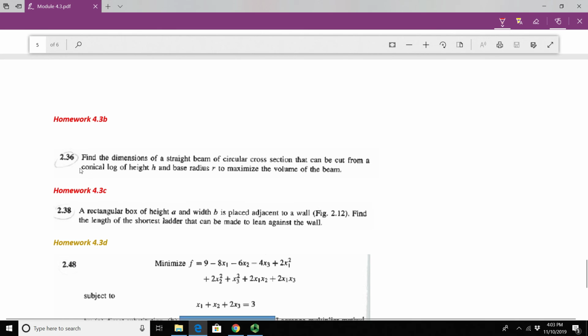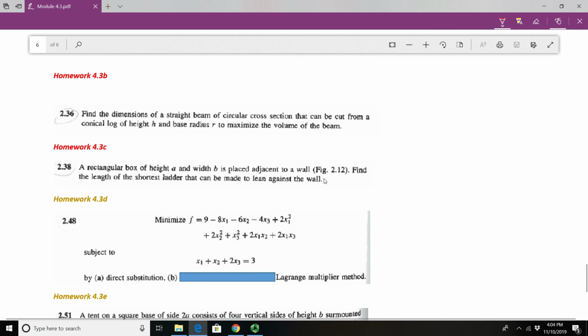Another problem is this one. This is fairly similar, but it's a little bit of interesting geometry thinking about it. So just go to the standard formula and try to formulate your solution. This is also a very standard problem. You have a box adjacent to the wall and you need to find the shortest ladder that can lean against the wall. So once you start drawing it, actually, yes, he gives you the drawing. You don't need it. You can sketch it yourself, and you find the solution.